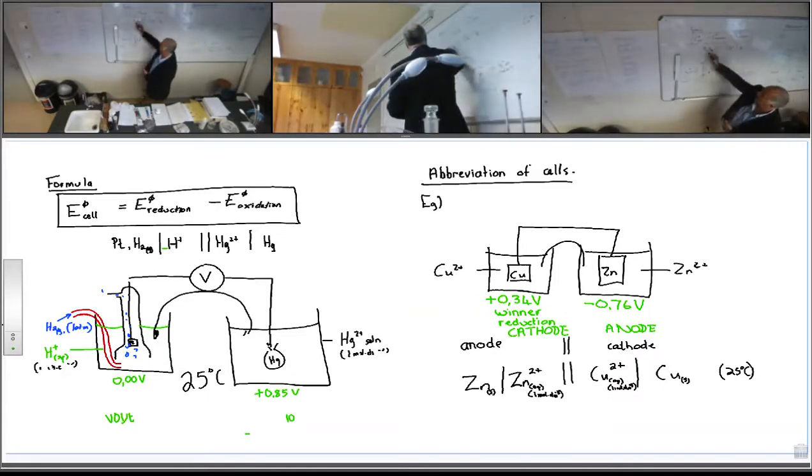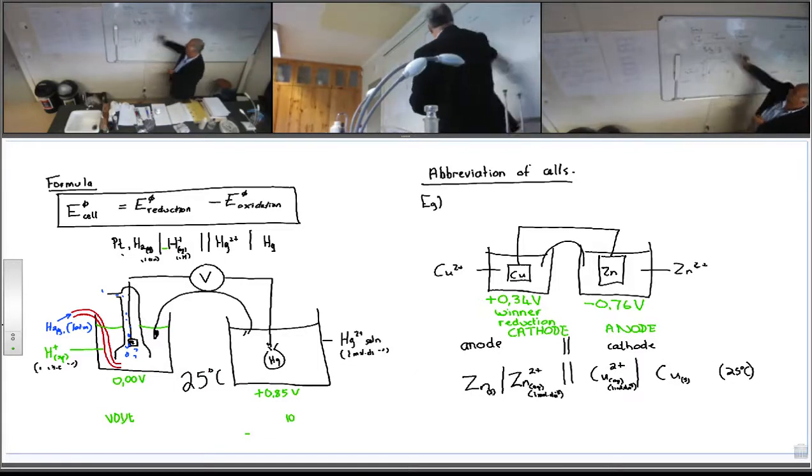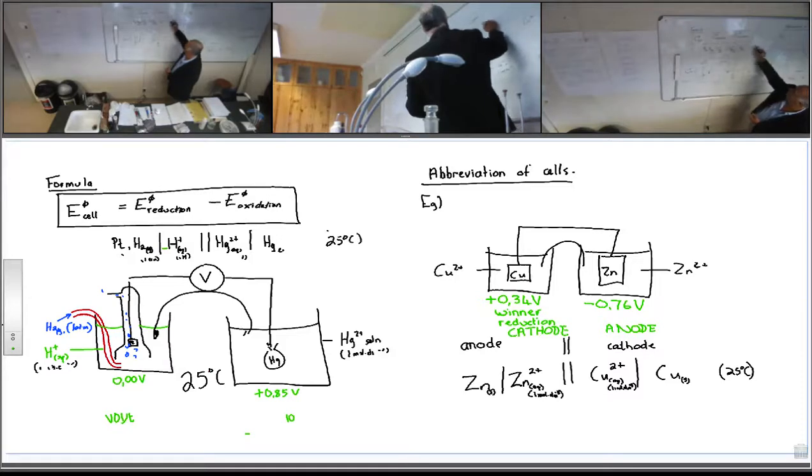Now let's just fill in the details. Platinum is a solid. The hydrogen is at 1 atmosphere. This is aqueous and it is 1 molar. Right? This is aqueous, 1 molar. This is? No, it's liquid. And the whole lot would hopefully be at 25 degrees centigrade.